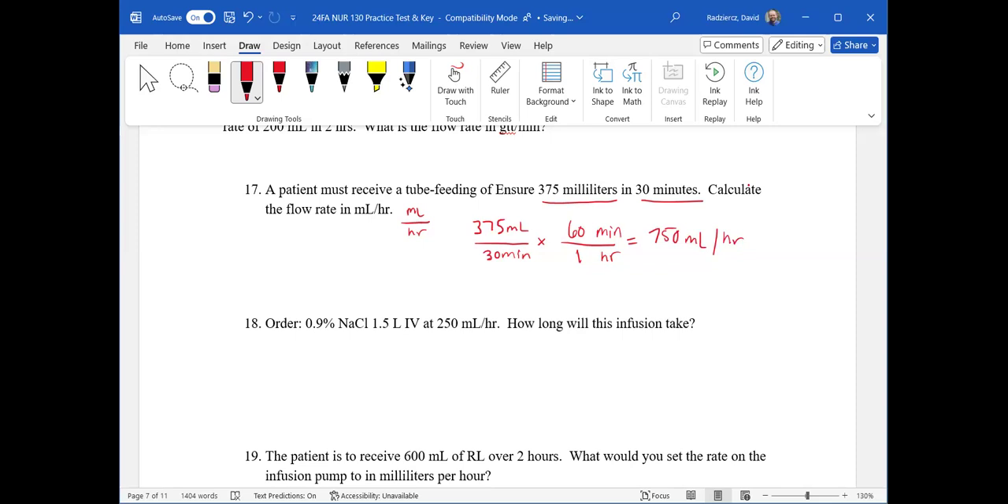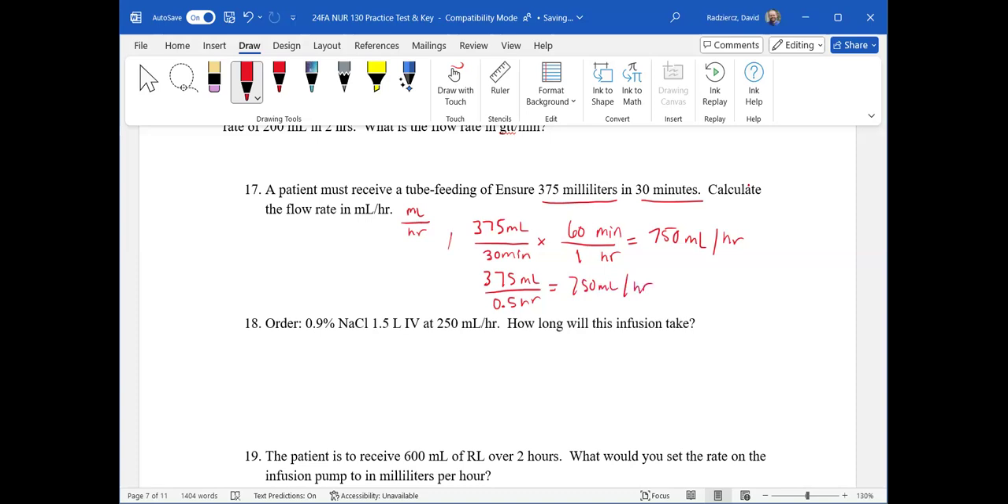Alternatively, you can take your volume and divide it by the 0.5 or 1/2 hour, however you feel comfortable writing that out. And then all you do is take 375 divided by 0.5, and you get the same answer. Okay. It doesn't change the answer. It's just a different way of setting up the same thing.